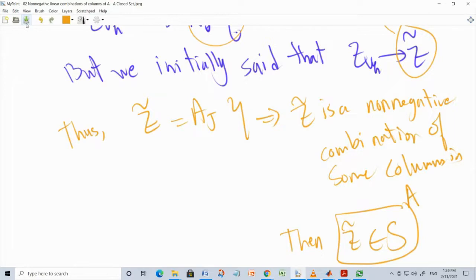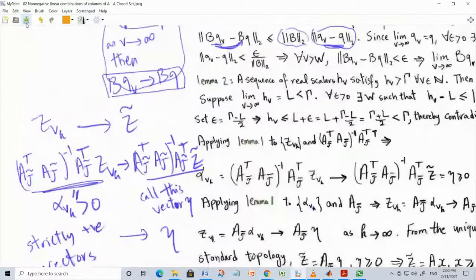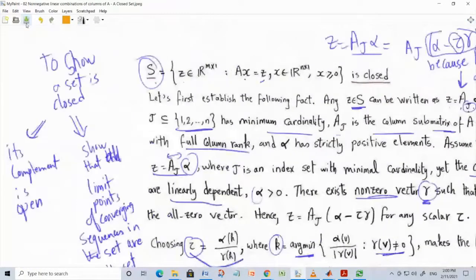And so if you start with a converging sequence in the set S, it goes to a limit, and we have shown that regardless of the sequence we start with, you end up with a limit that is guaranteed to be in the set itself. That's exactly the definition of a set being closed. So set S is a closed set.